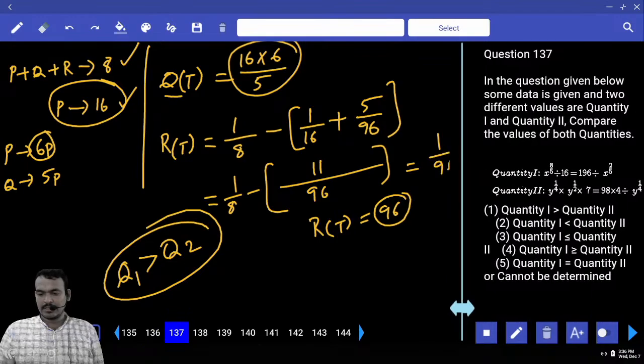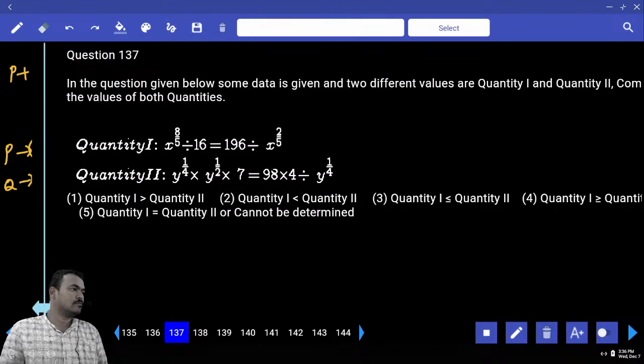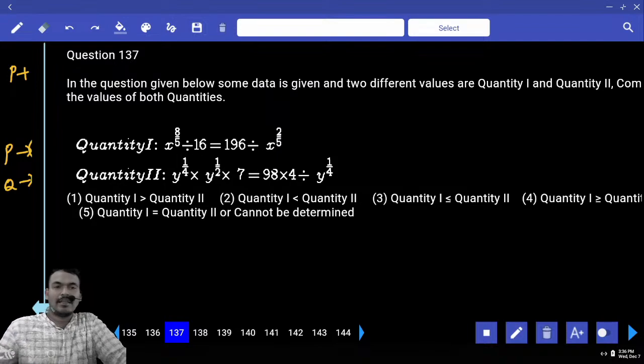Next, 137. Can I skip the 137 question? Anyone need? What is the right hand side value? Quantity 1 right hand side value is 196 by x power 2 by 5.